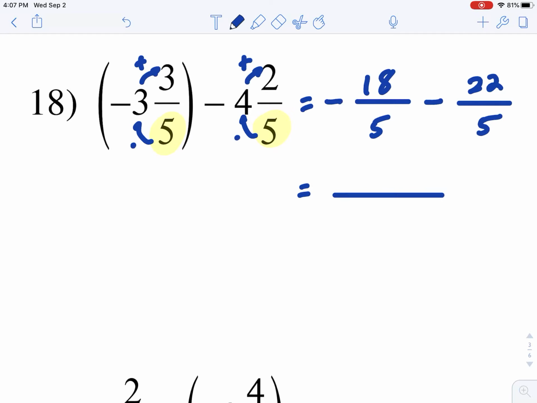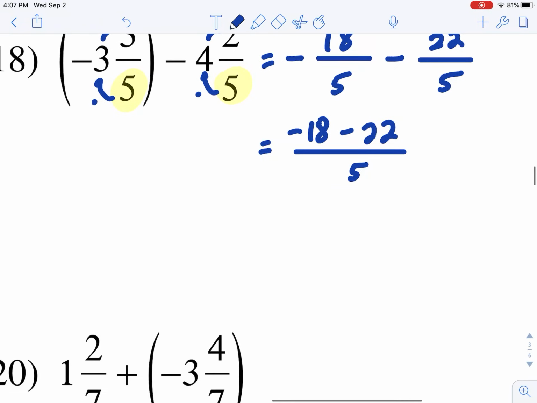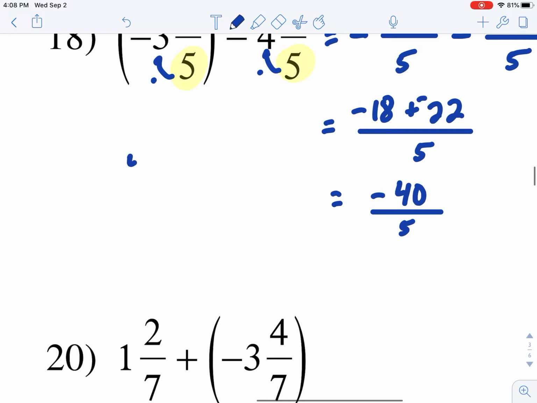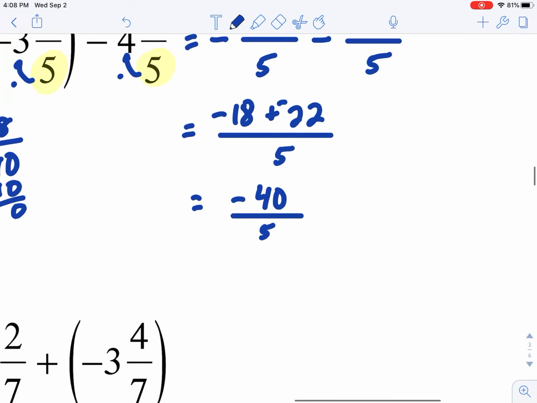Now I can put this all over fifths, and I'm looking at negative 18 minus 22, or negative 18 plus negative 22. When they're the same signs, you actually add them. 18 plus 22 is 30, 40, and they're both negative, so that stays negative. Now we have negative 40 fifths, and it turns out that this is divisible. 40 divided by 5 is 8 with no remainder. And since there is a negative sign here, negative 40 fifths just works out to be negative 8.